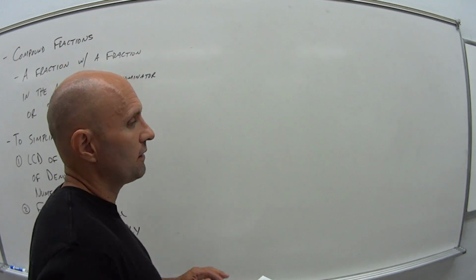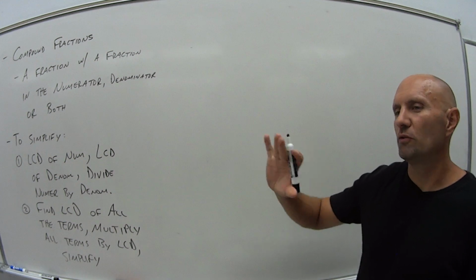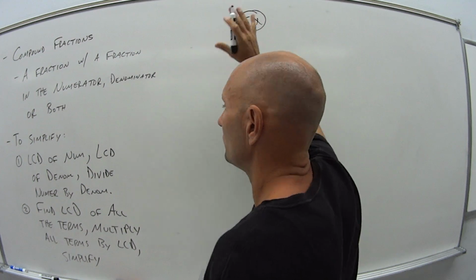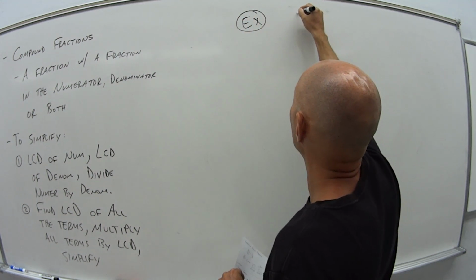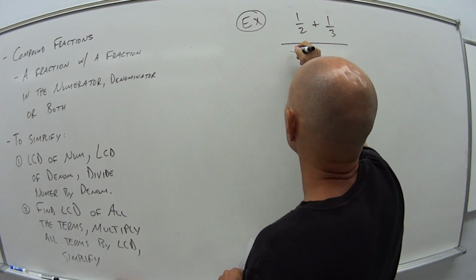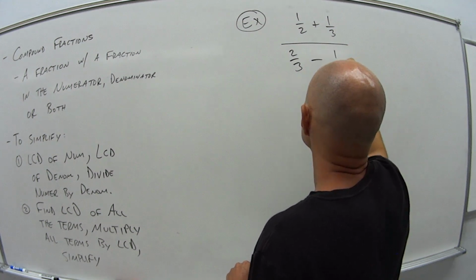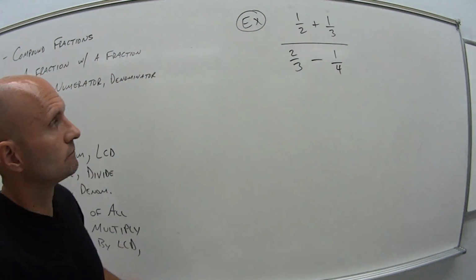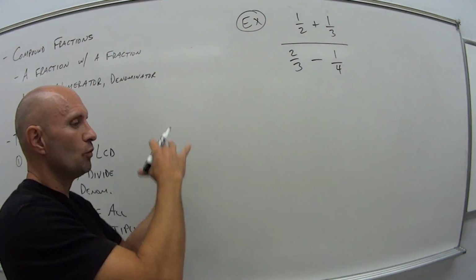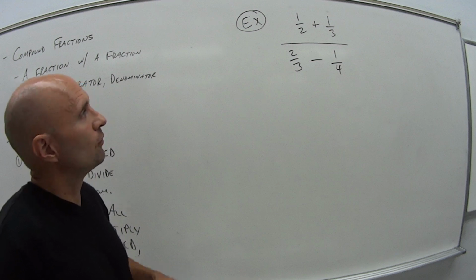So let's go with just a straightforward example to start. I'm not going to be dealing with variables and squares and all that kind of stuff. So let's say I have 1/2 plus 1/3 all over 2/3 minus 1/4. So we'll just deal with numbers to see how the process works. Then we'll take the next step and do a rational expression or a compound fraction.